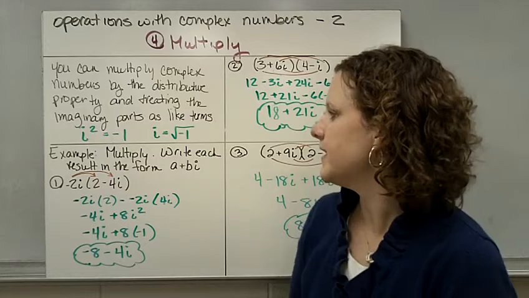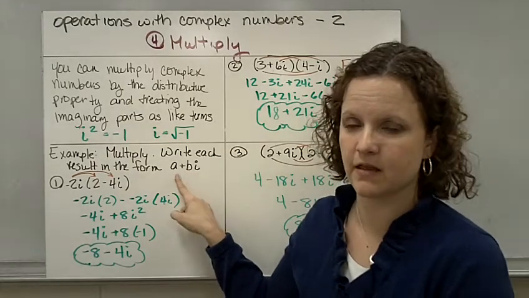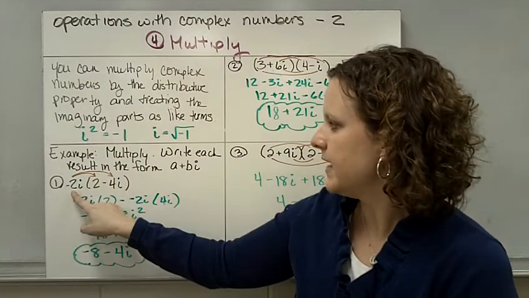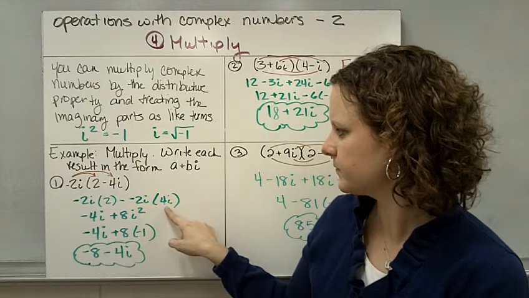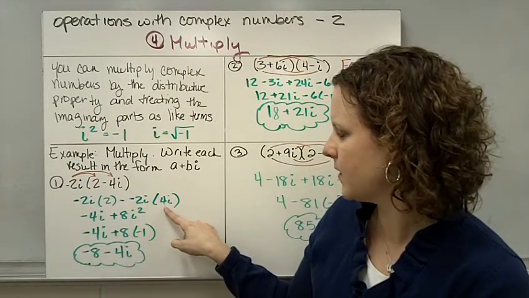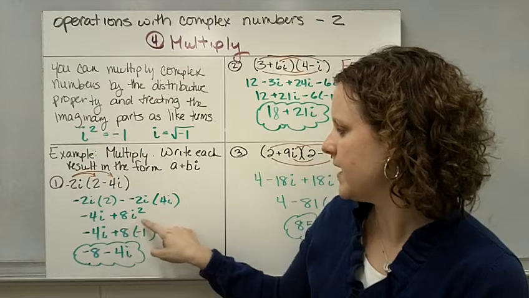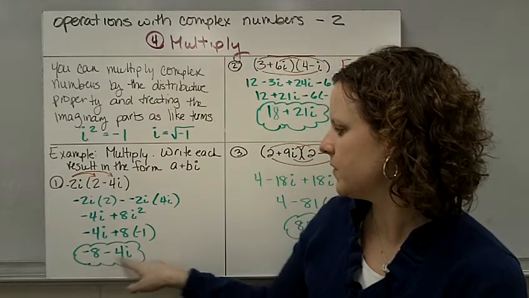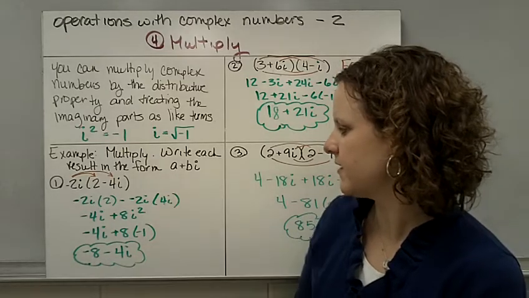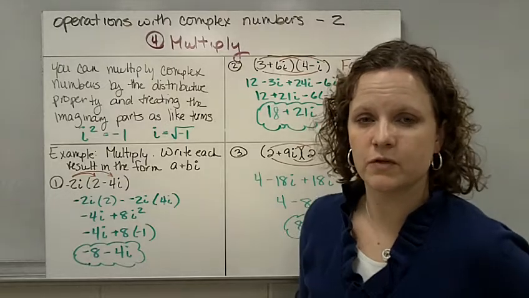Example, multiply. Write each result in the form a plus bi. So we want the real part first, the imaginary part second. -2i, distribute through the parentheses, -2i. -2i and 4, those two negatives cancel out, gives me an 8i squared. Remember, i squared is -1. So -8, reorder it, it has to look like this. We have our answer.